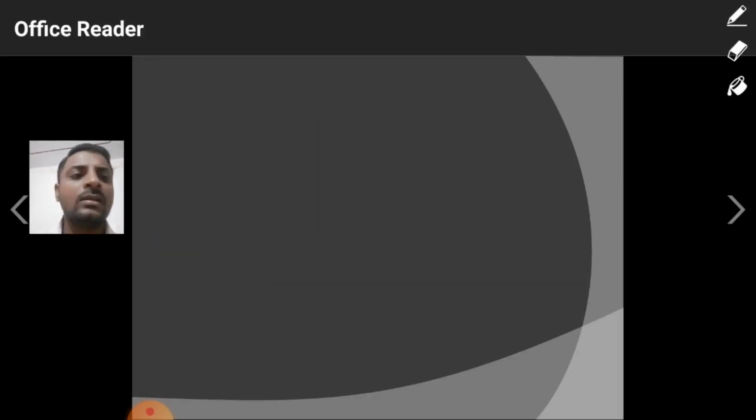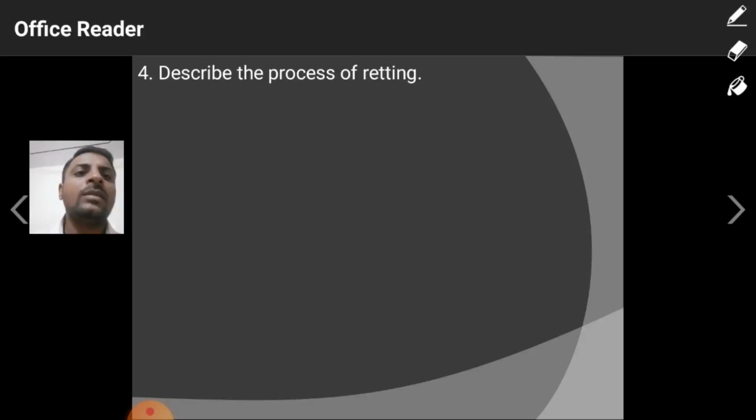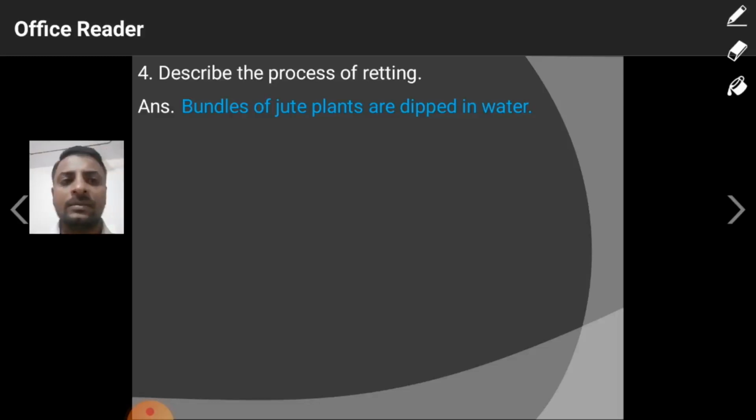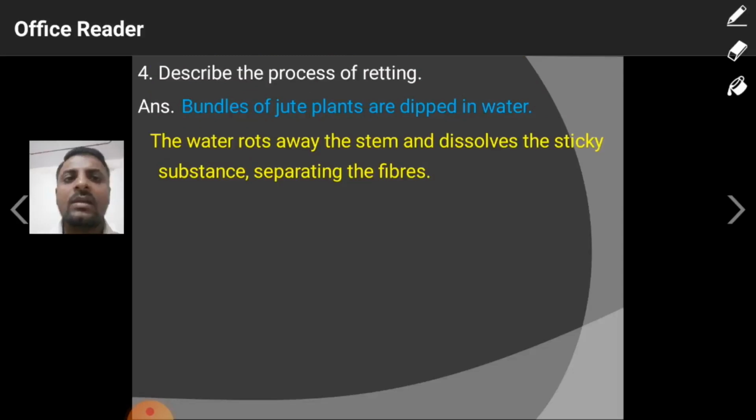Next is, describe the process of retting. Bundles of jute plants are dipped in water. The water rots away the stem and dissolves the sticky substances, separating the fiber.